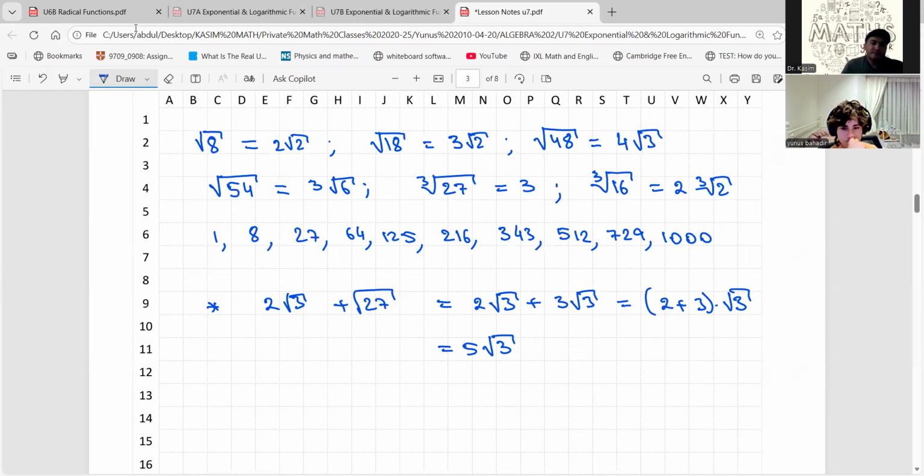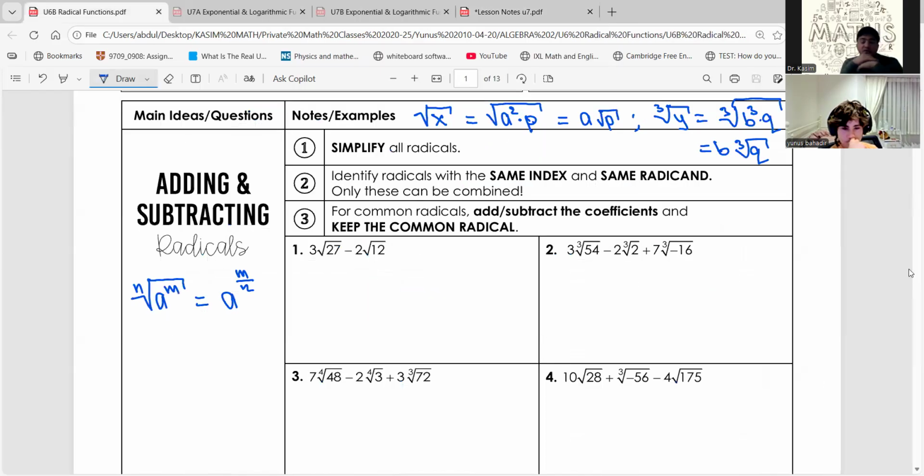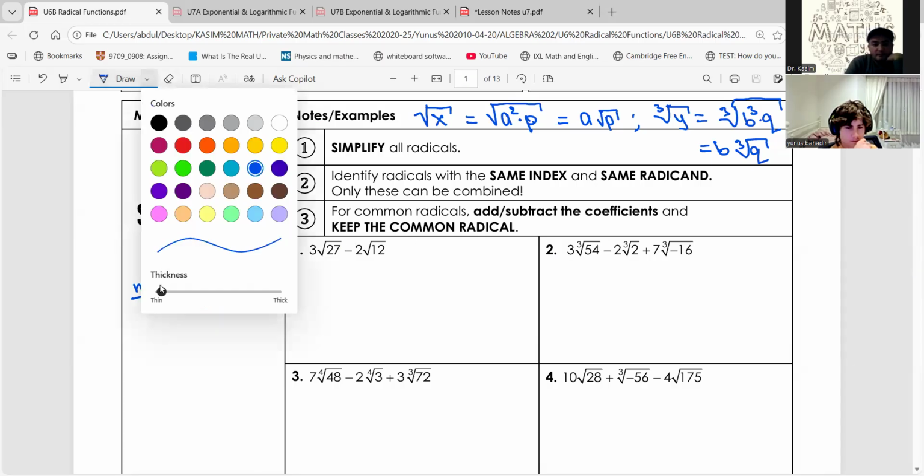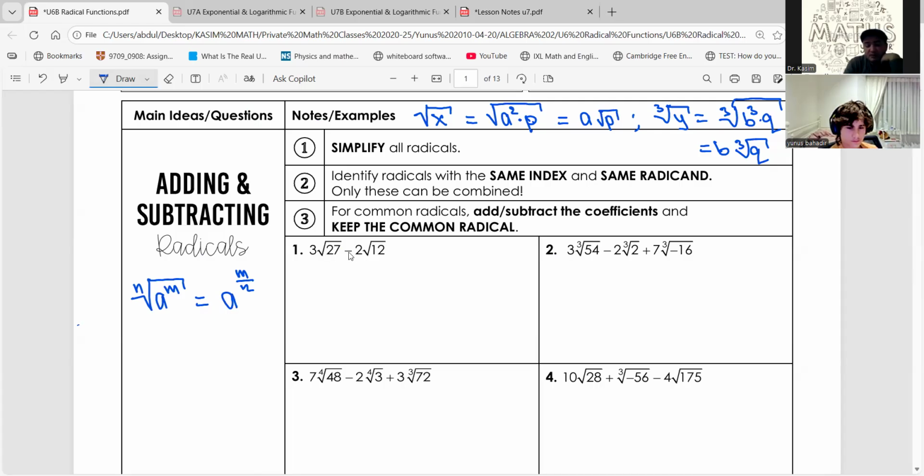Okay. All right. Now simplify. The first one, 3 times square root of 27. First, simplify each term. And after that, we will see if we can combine or not. The first one, 3 times square root of 27. Can you simplify this, Yunus?